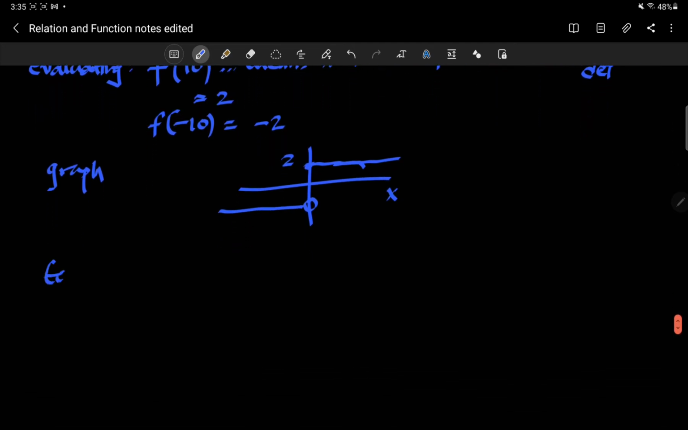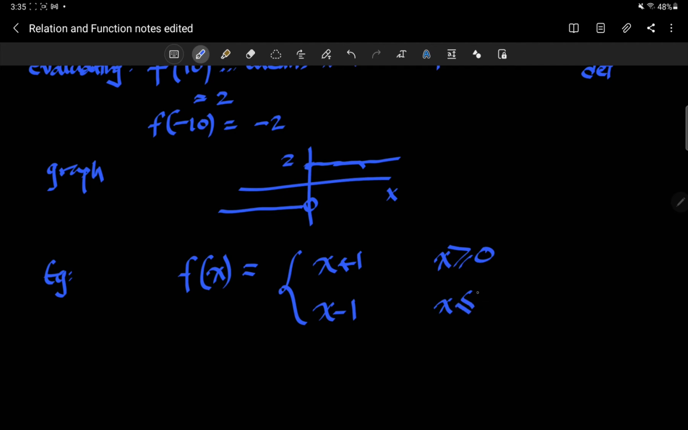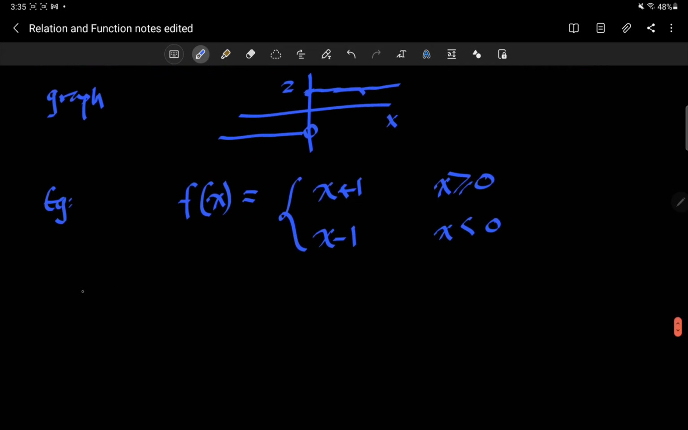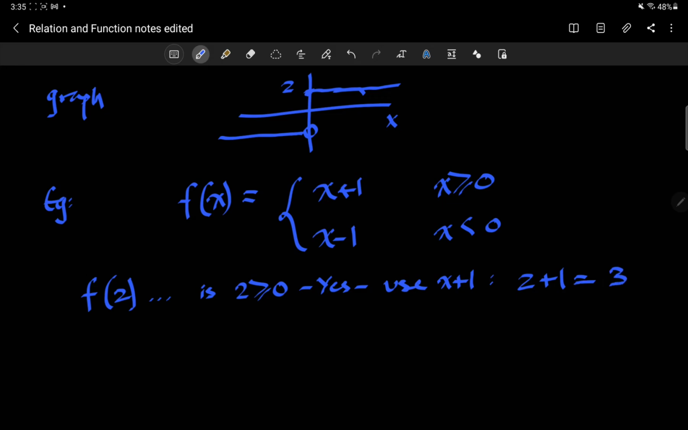Now, another example: these compound functions don't necessarily have to be constant. You can have a function which says it's x plus 1, let's say, when x is positive, and x minus 1 when x is negative. So in this case, how do you evaluate? F of 2, you check, is 2 greater than 0? Yes. Then use x plus 1. But what is x? x is 2. So 2 plus 1 is 3. That means f of 2 is 3.